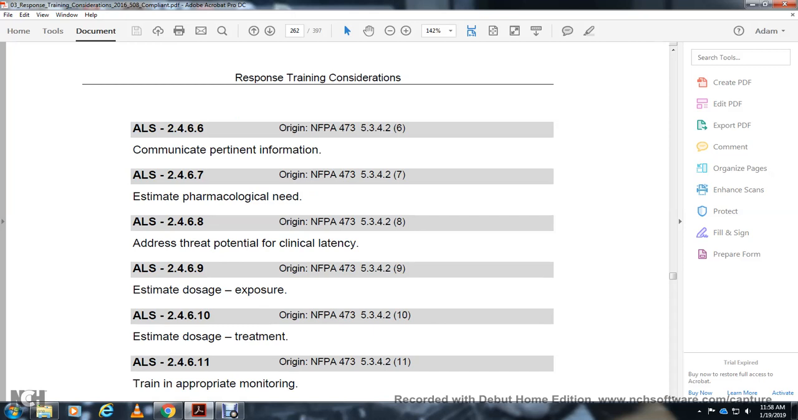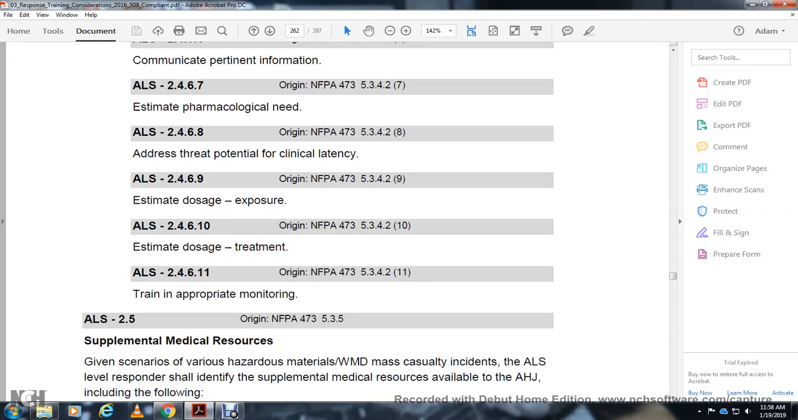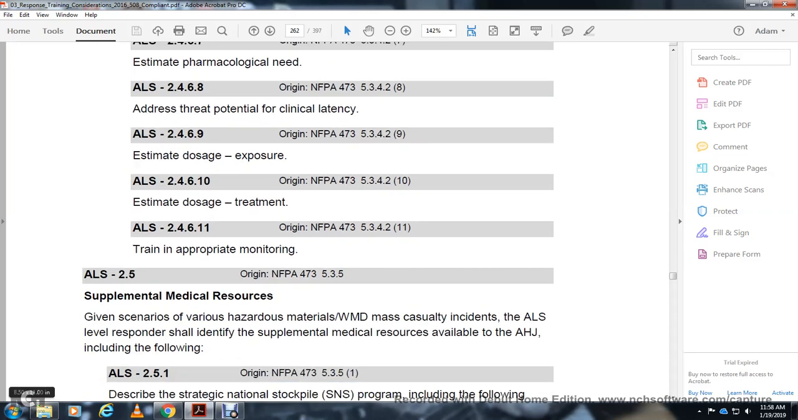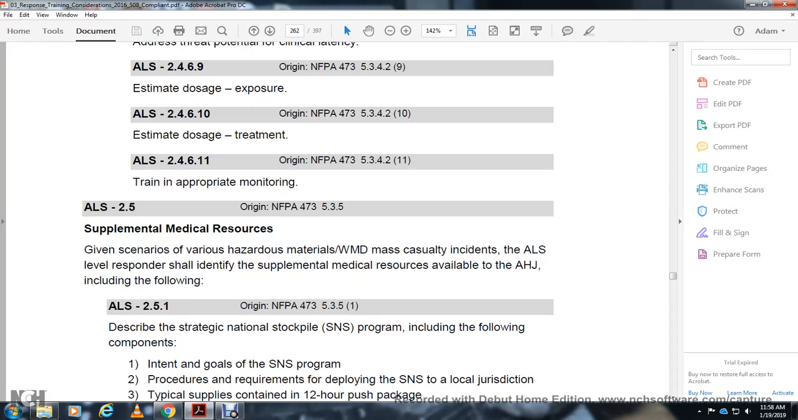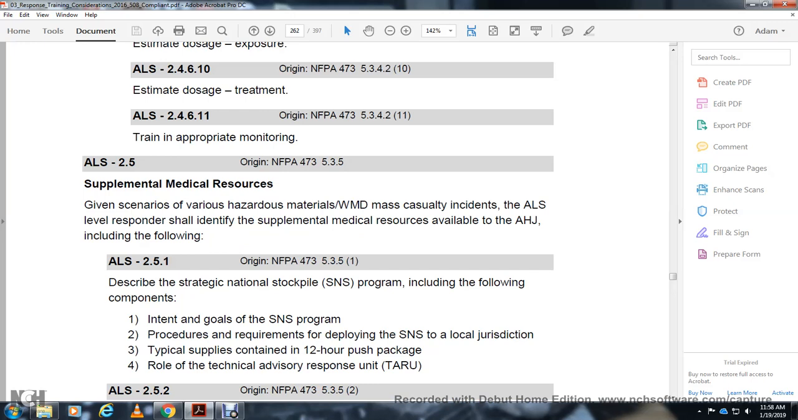Estimate the dose of treatment and train in appropriate monitoring. Identify supplemental medical resources for various hazardous weapons of mass destruction and mass casualties, including the advanced life support level of response, available to the authority having jurisdiction. Describe the Strategic National Stockpile program, including its intent and goals, and the packages required by the local jurisdiction, including 12-hour push packages.